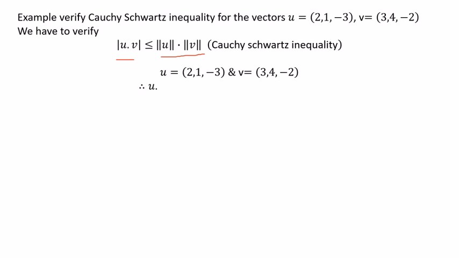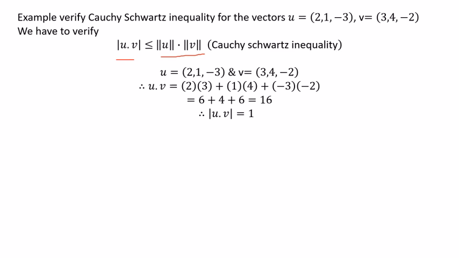Here u equal to 2, 1, minus 3 and v is equal to 3, 4, minus 2. So it is a dot product. Therefore u dot v equal to 2 into 3 plus 1 into 4 plus minus 3 into minus 2, which is equal to 6 plus 4 plus 6, that is 16. So the value of the left hand side, that is modulus of u dot v, is 16.